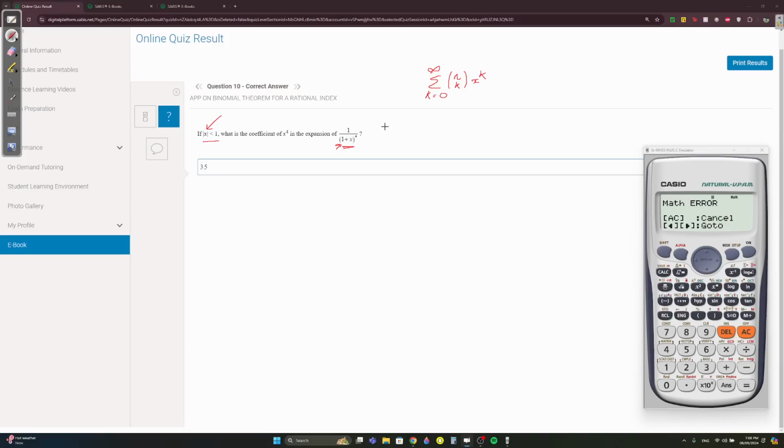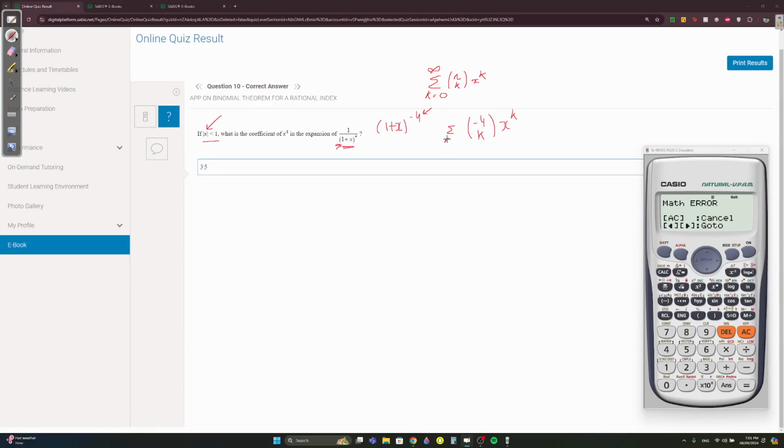Can I keep it down? No, I have to take it up. So 1 plus x to the minus 4. So what's my n? Negative 4. Remember, the first thing you want to know is your k value. That's the thing that matters here, and we can quickly get it. Minus 4 ck x to the power of k.